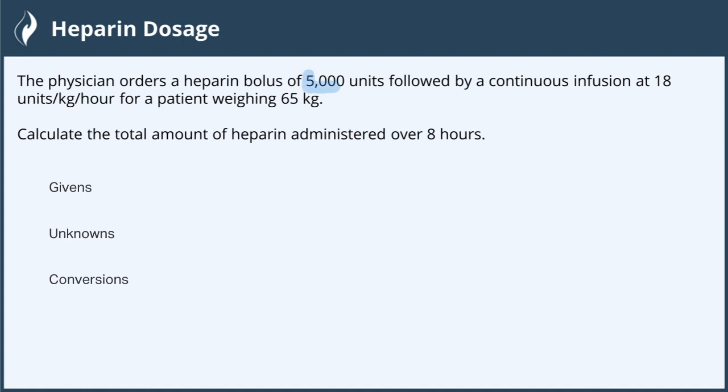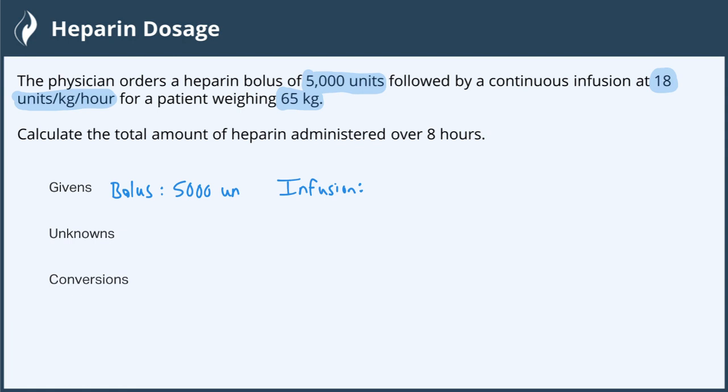We know that our bolus is 5,000 units, so that is our starting amount. We also know we're going to do an infusion, and they give us two pieces of information that'll let us figure out how much that infusion rate is. They tell us that it's 18 units per kilogram per hour, and that the patient weighs 65 kilograms.